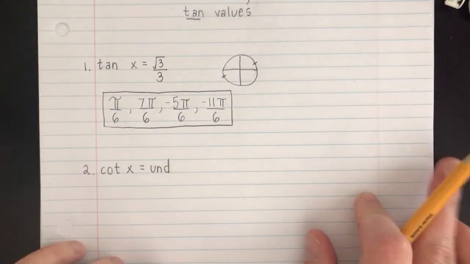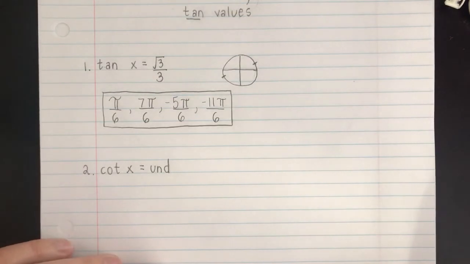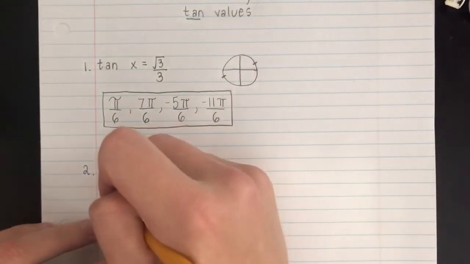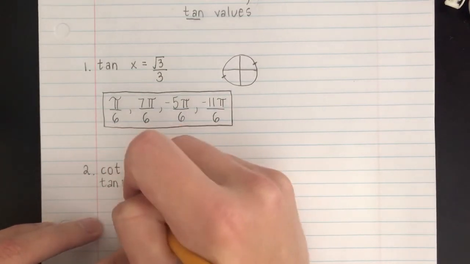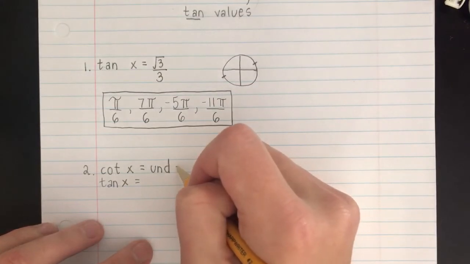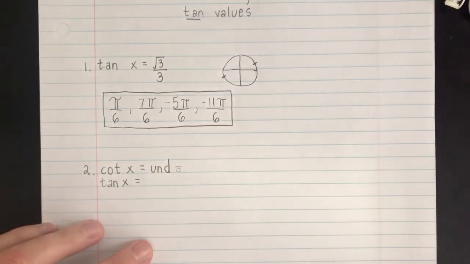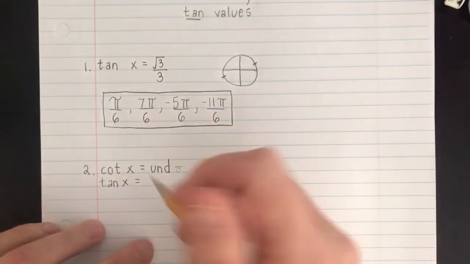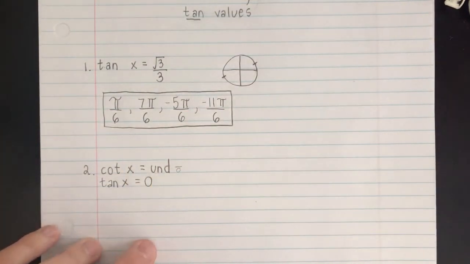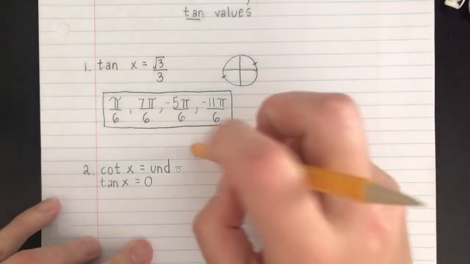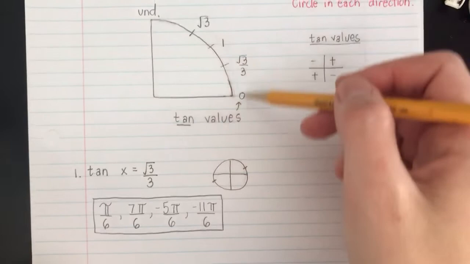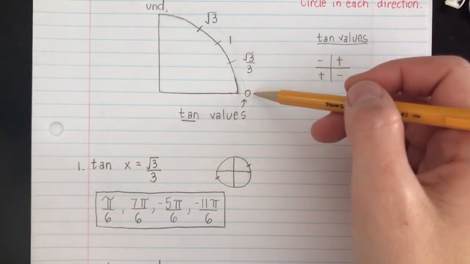Okay, so next example, cotangent of x equals undefined. So remember, cotangent is the reciprocal of tangent. So you would change this to be tangent of x equals, remember, undefined means over 0, right? So if you flip it, that means 0 is on top, so tangent of x equals 0. That's what that means. So here, where on the unit circle do we have a tangent value of 0?